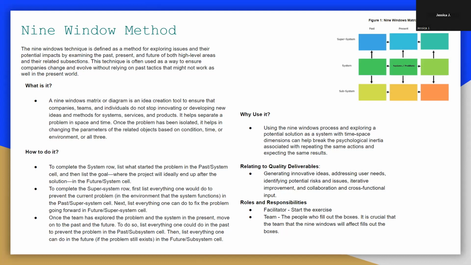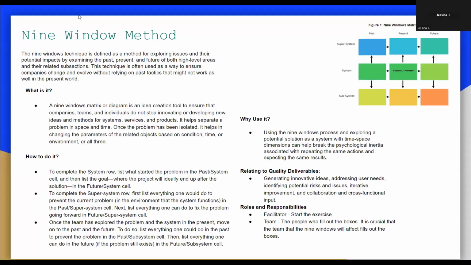To complete the super system row, you list everything that you would do to prevent the current problem or what you would do if you had a risk. And then you list everything that you can do to fix the problem going forward in the future box. So that's really the way that the 9-window method works: you take your idea and then you ask, what happened in the past or what could happen in the past, and what could happen in the future? And then how can we relate everything together?